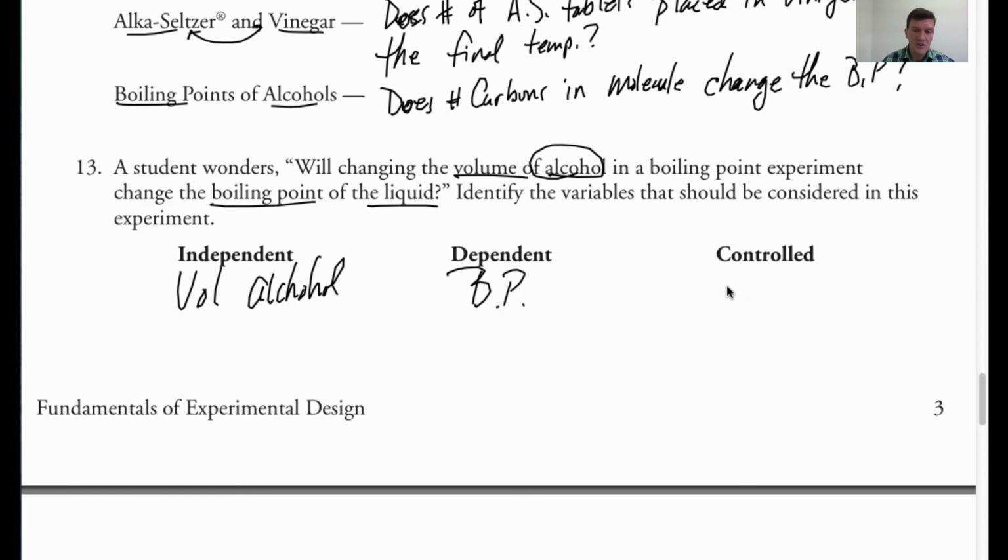And the controlled would be the other ones. It would be the number of carbons. You're not going to change the alcohols. You're not going to vary those at all. Okay? And room pressure, again, you're not going to change that. What you do want to change is the volume here.